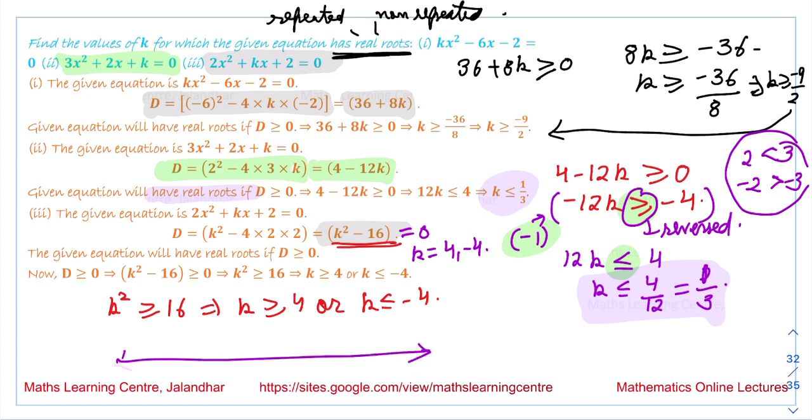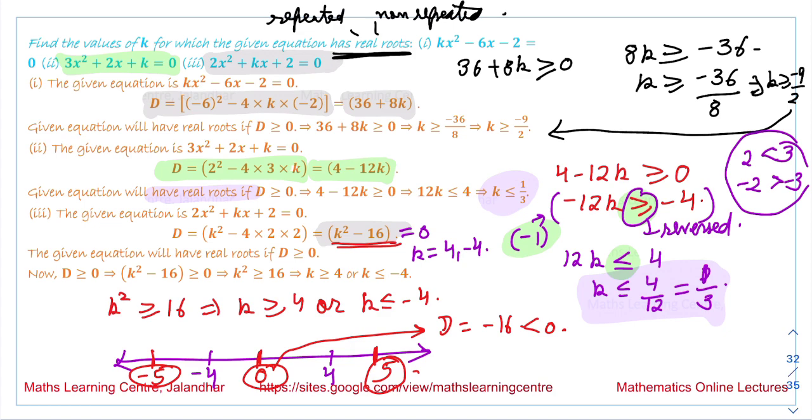You draw the number line. These are the numbers minus 4 and 4. Over here it will be 0, say this is 5, and there it is minus 5. Try to put these values over here. When we substitute k equal to 0 in this expression, we get d equal to minus 16, that is, less than 0.